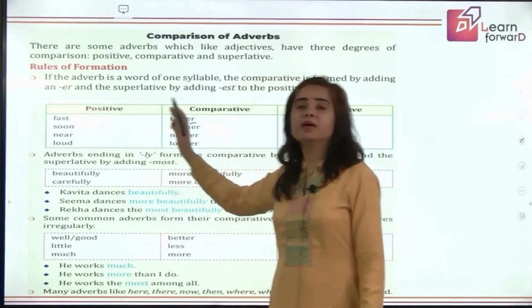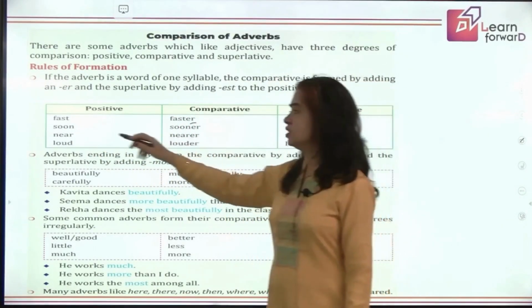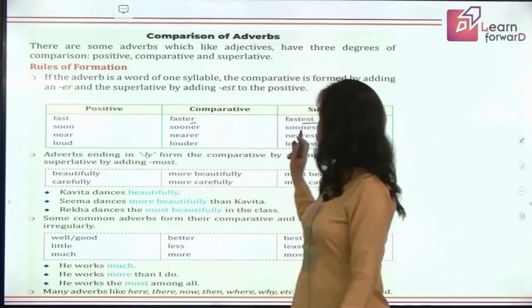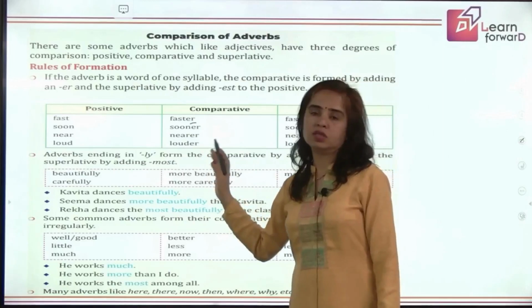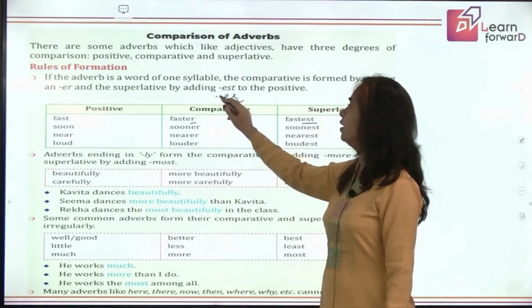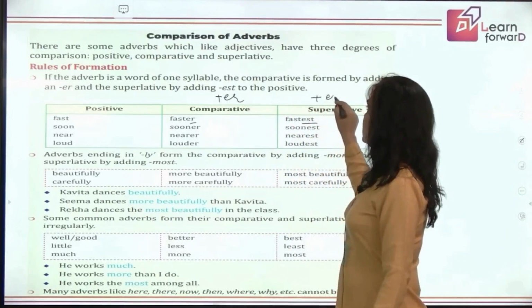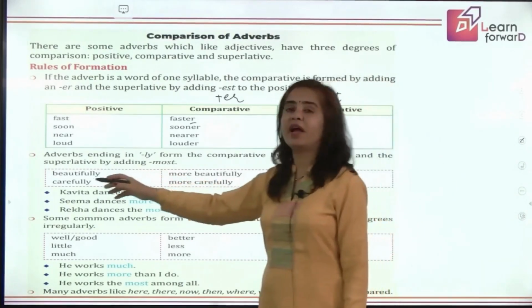Fast becomes faster and fastest. So we have just added ER, EST. Soon, sooner, soonest. Near, nearer, nearest. Loud, louder, loudest. So this is when we are adding just ER here and EST here, right? But what when it ends with Y?